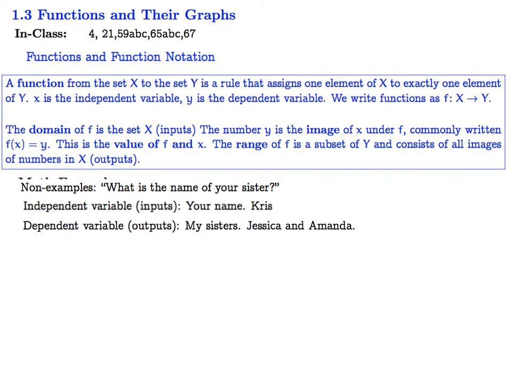When we try to specify our outputs, we run into problems here because we've got two different outputs. I have two sisters, Jessica and Amanda. So we fail in our function rule, the rule that says we assign everything from the set x to the set y, from one element of x to exactly one element in y. Here, I'm trying to send one x to two y's, and that just doesn't work. That doesn't make a function.